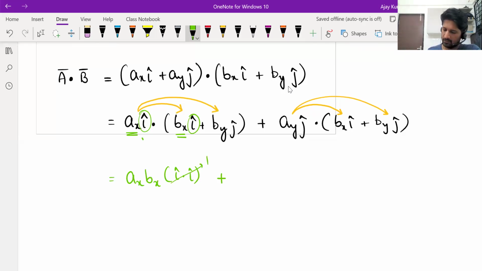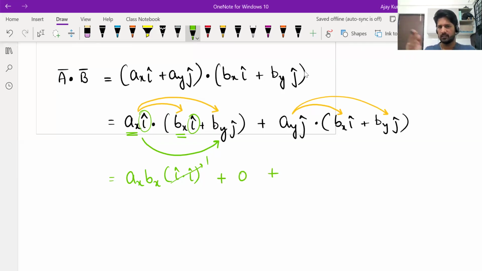ax I cap with by j cap. Can one of you tell me what the result will be? Ax I cap dot by j cap. 0, sir. Why? Sir, I cap and J cap are perpendicular. Perpendicular, because the angle between them is 90 degrees, the dot product becomes 0, correct? So the second term becomes 0.